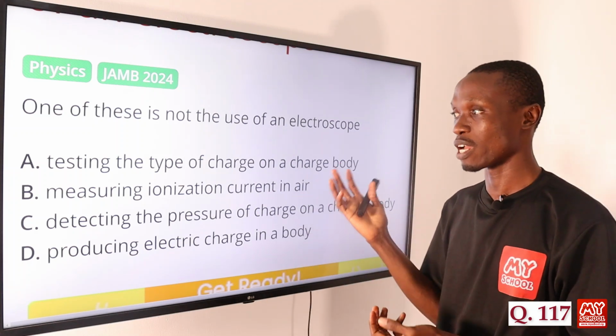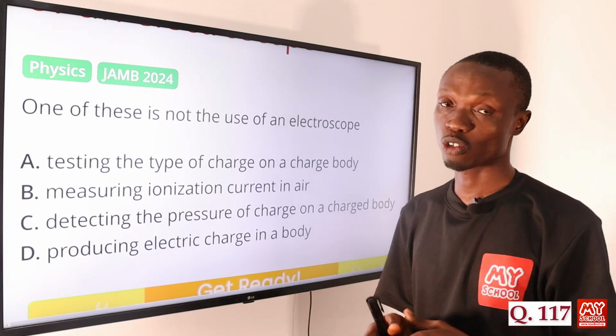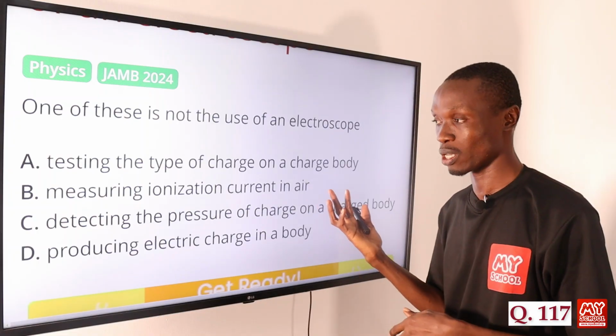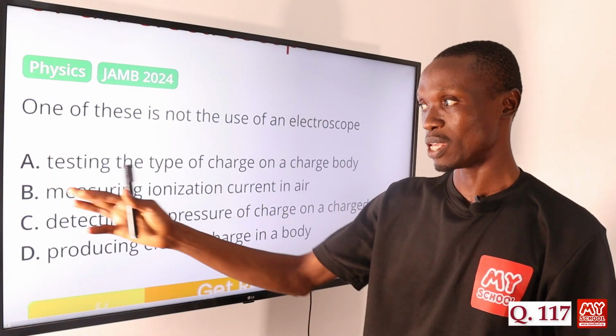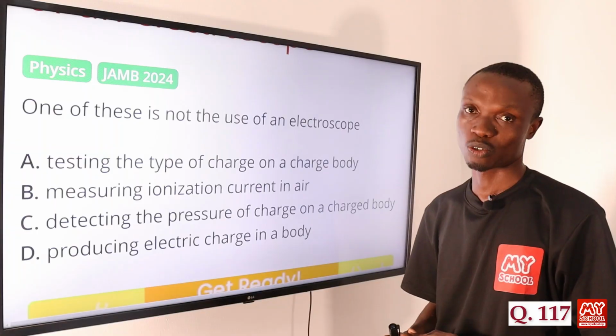So to measure ionization current in air, an ionization chamber is often used. Okay, so that makes option B the correct answer to this question.